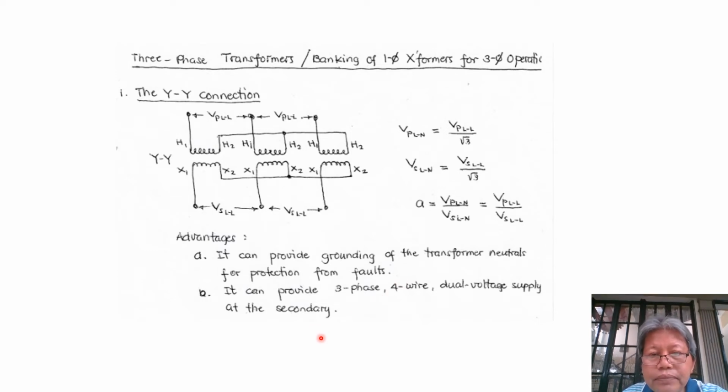And then secondly, for this kind of connection, we can have dual supply voltage, because we can bring the neutral outside to form another terminal here. So first we have the line to line supply voltage. And then since we have the neutral brought out, the line to neutral voltages are also available, which is another set of supply voltages. So two voltage levels will be available at our secondary terminals.